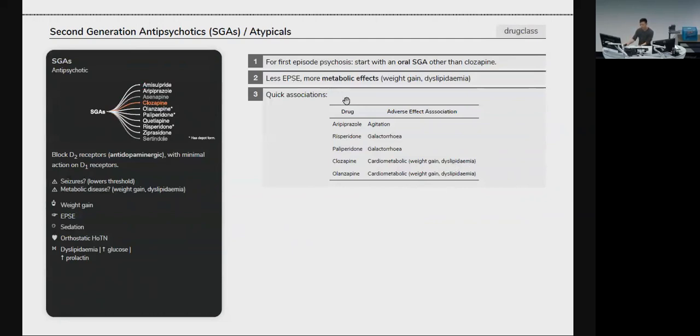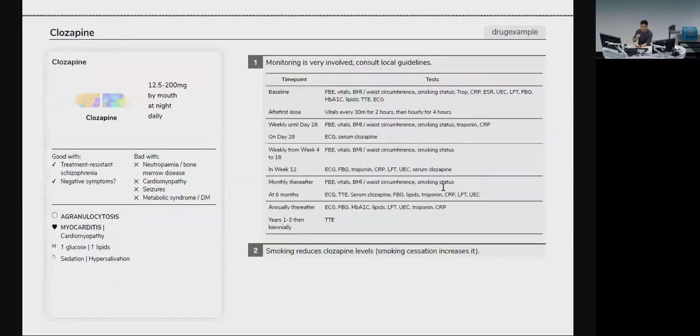But just quickly, aripiprazole is agitation. Risperidone and paliperidone, which are both very closely related, one's a metabolite of the other, are associated with galactorrhea, so that's the major side effect. And then clozapine and olanzapine are the worst offenders for weight gain and cardiometabolic effects. And clozapine is very special because it's the one that's best at treating schizophrenia, especially the negative symptoms, and has the least incidence of extrapyramidal side effects, but it's also the one which needs the most close monitoring.